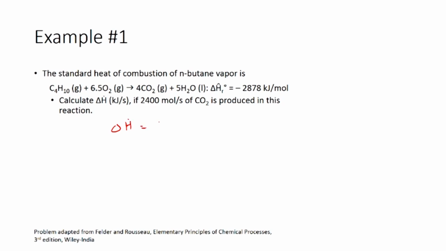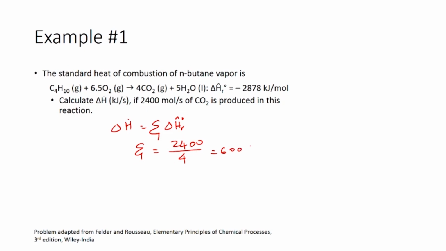So, delta H dot would be equal to the extent of reaction xi times delta HR cap. So, we need to calculate the extent of reaction. The number of moles of carbon dioxide produced is 2400 divided by the stoichiometric coefficient, which is 4. So, this would be 600 as the extent of reaction.